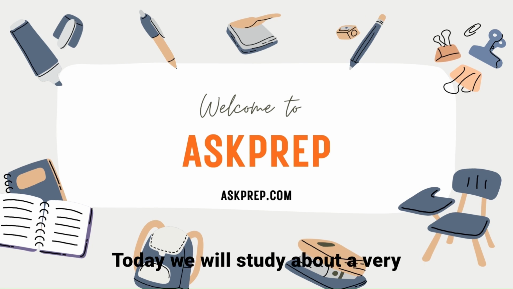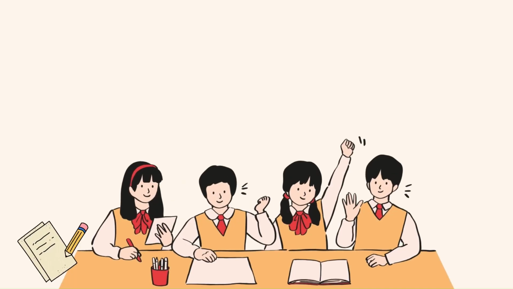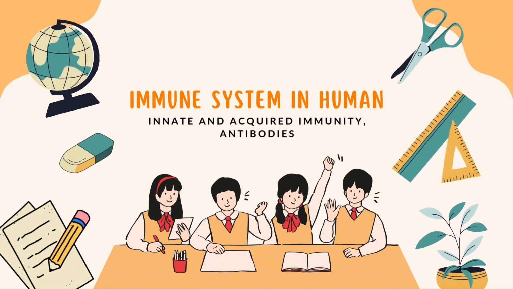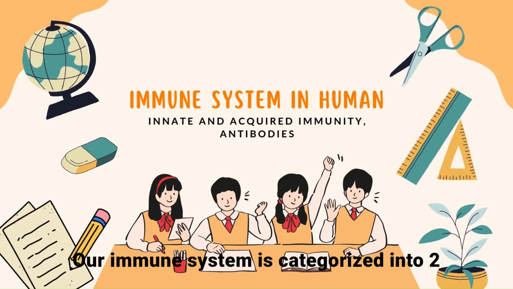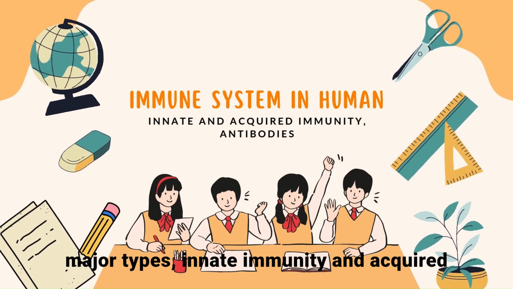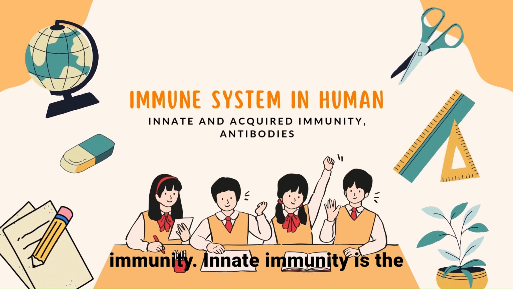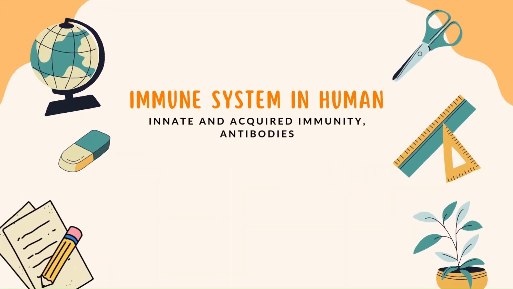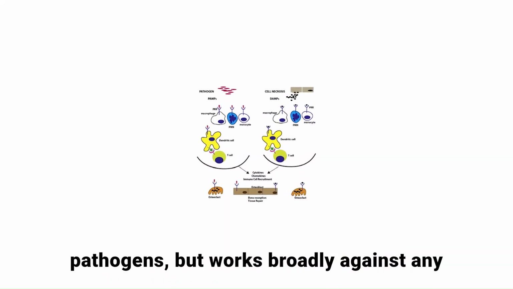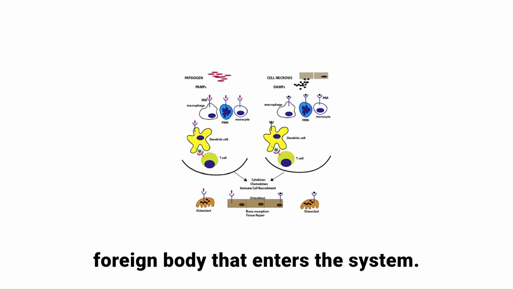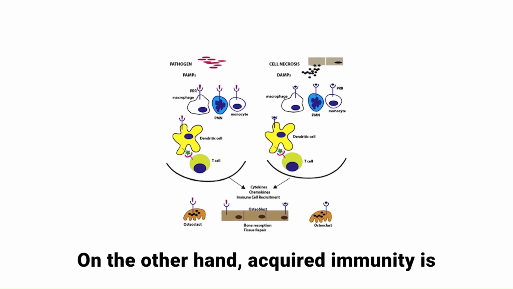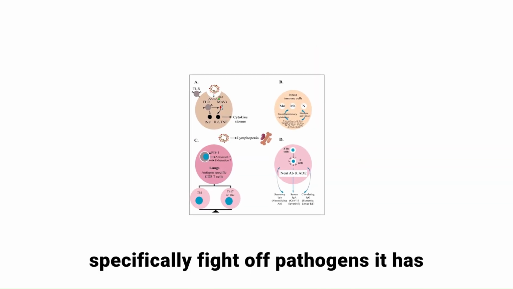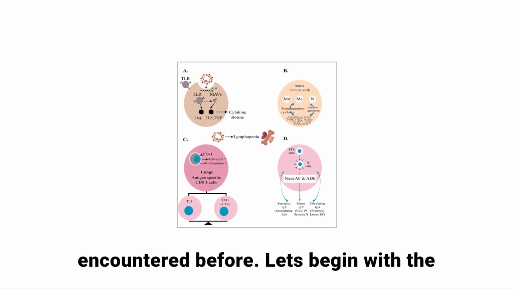Today we will study a very important topic of biology, which is the immune system in humans, innate and acquired immunity, and antibodies. Our immune system is categorized into two major types, innate immunity and acquired immunity. Innate immunity is the first line of defense and is present right from birth. It is non-specific, meaning it does not target specific pathogens but works broadly against any foreign body that enters the system. On the other hand, acquired immunity is developed during a person's lifetime as the body learns to recognize and specifically fight off pathogens it has encountered before.